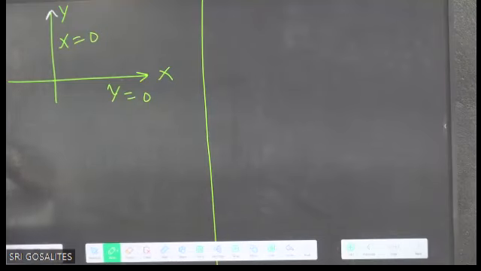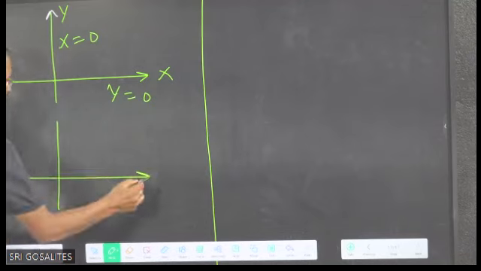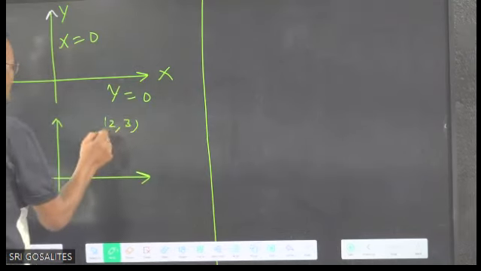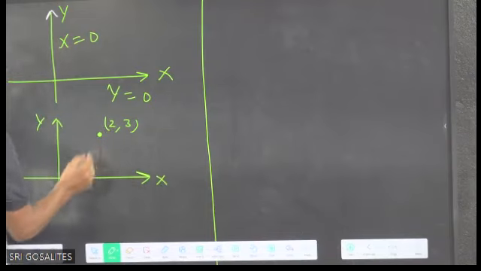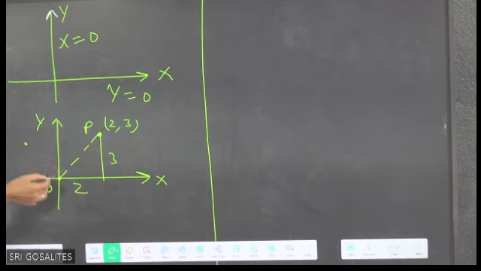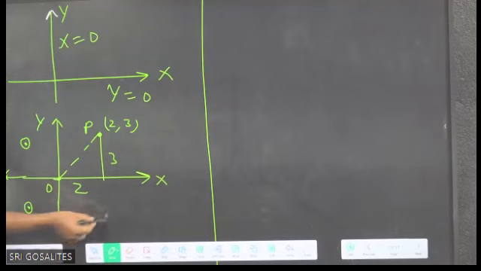Okay. Second, coordinates. Any point if lies here, suppose like 2, 3. Then this is 2, this is 3. So we can reach from O to P point. This is called coordinate. They can be anywhere. Here X will be negative and Y will be positive. Here like both are negative. And here like if any point X is positive and Y is negative. This way you can explore the points.